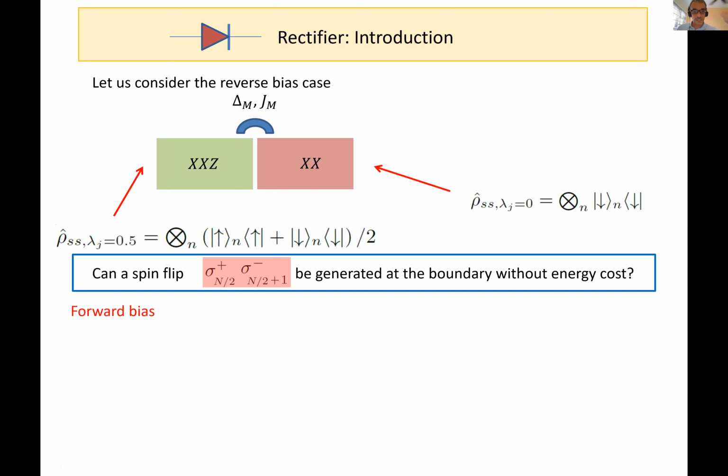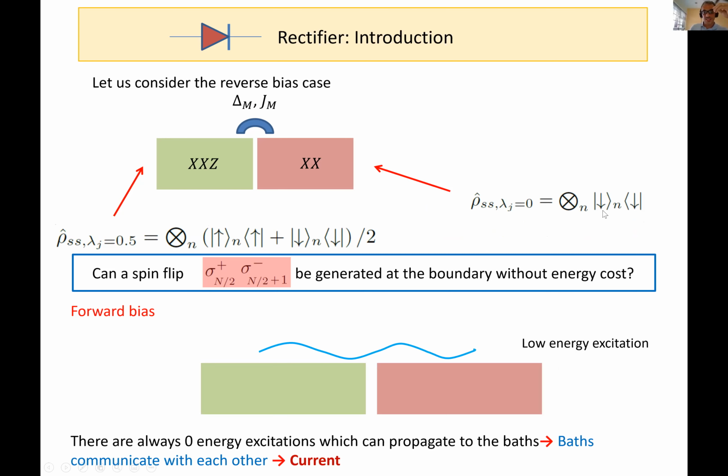In forward bias instead, on the left-hand side, we have the infinite temperature state. And on the right-hand side, we have this state that points down. So in this case, there will always be some lower excitations, and so close to zero energy. And in the thermodynamic limit, it really can approach very close to zero energy. And so this excitation can propagate, it can reach the buff. And so in forward bias, you actually can have currents.